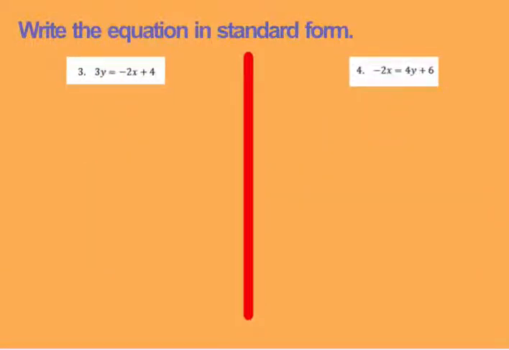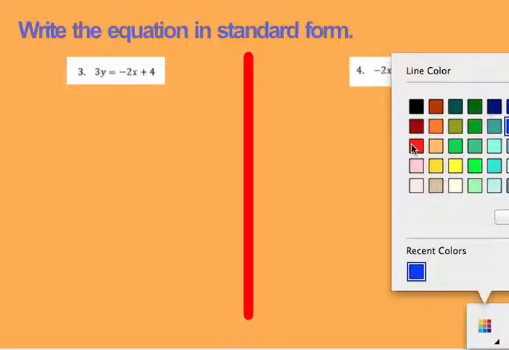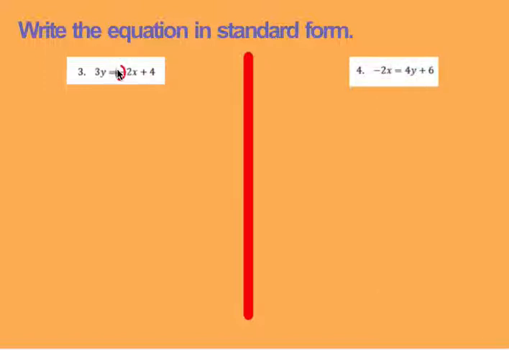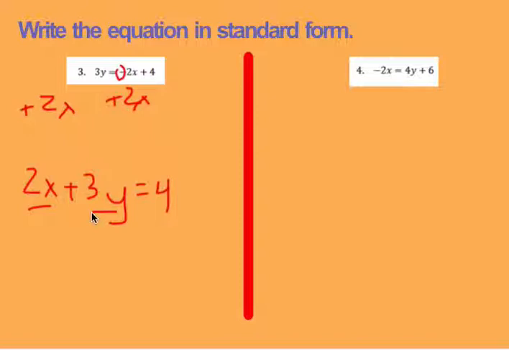Next, let's take a look at number 3. For number 3, this time we need to get that negative 2x over to the other side. The first thing I notice is that it's a negative 2x, which means in order to get that 2x over to the other side, I have to add 2x. So I get 2x plus 3y, and that's going to be set equal to 4. Okay, so I have my x's and y's on the same side and the thing that's just a number on the other side, so that means that this one is completely done.